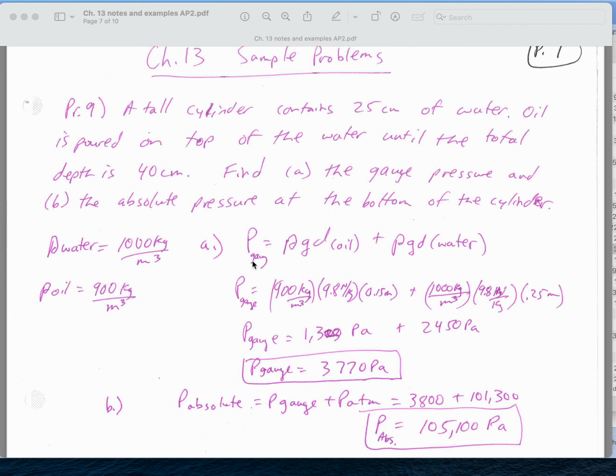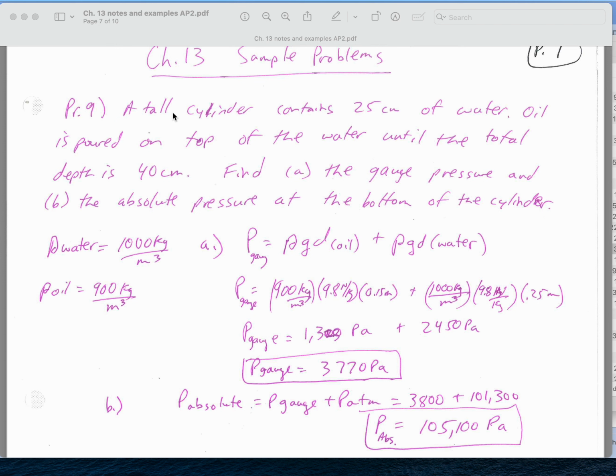Okay. So for problem number 9, it says a tall cylinder contains 25 centimeters of water. Oil is carefully poured into the cylinder where it floats on top of the water until the total depth is 40 centimeters. What's the gauge pressure at the bottom of the cylinder? The gauge pressure means we don't need to worry about atmospheric pressure. I think the book uses 101,300 pascals as atmospheric pressure. I think the AP is fine with it being 100,000 if you need to use it. So just like how you can use g as 9.8 or 10 meters per second squared, a lot of times I would use just the simpler version, 100,000.